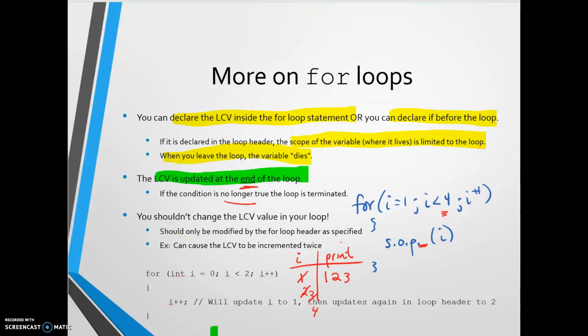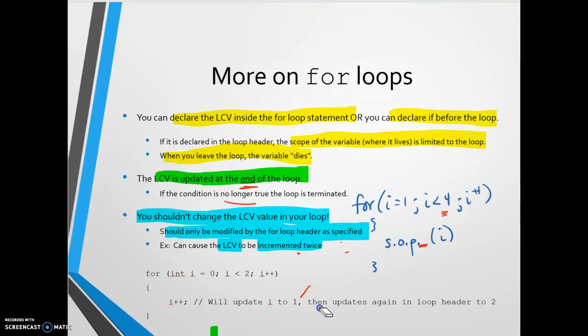Now, this last point that we have down here is very important. You shouldn't change the loop control value in your loop. This should only be modified in the for loop header. The reason why is because this can result in that loop control variable being incremented more than once. I'm going to show you an example here as I walk through this code what happens.